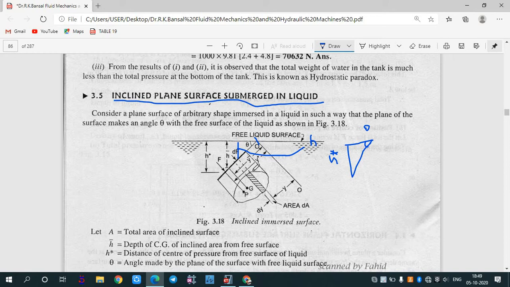H star is corresponding to y star. So if we need to calculate sine theta, it is perpendicular upon hypotenuse. So this is your perpendicular h star, and this is your hypotenuse y star. So this is your first triangle. After that, you can see h bar is also corresponding to y bar. So this is your second triangle.